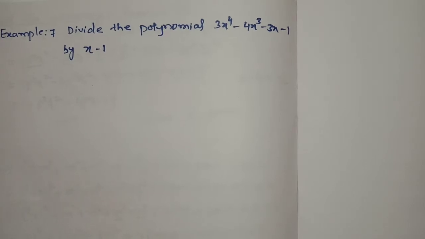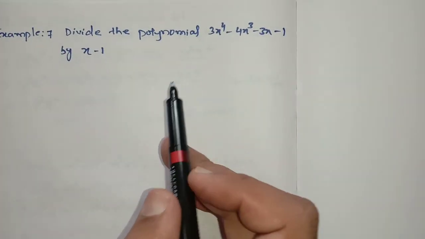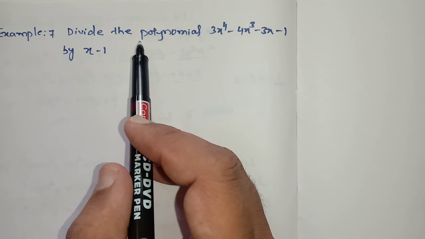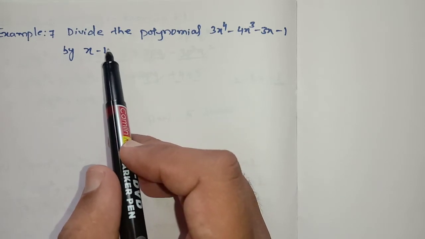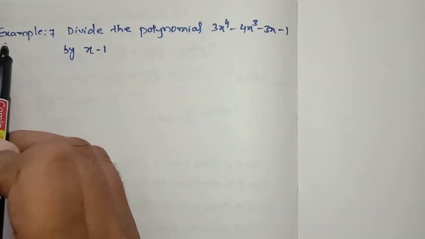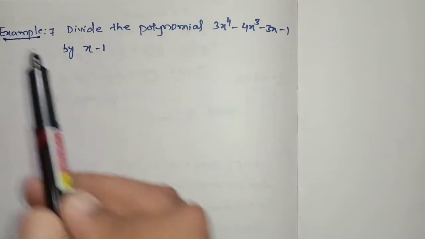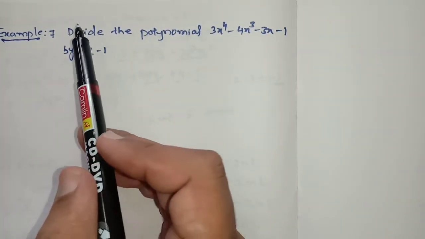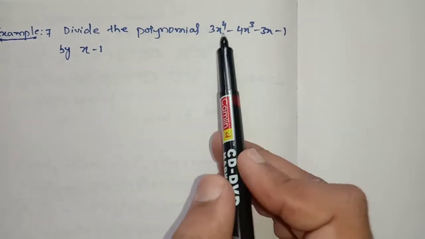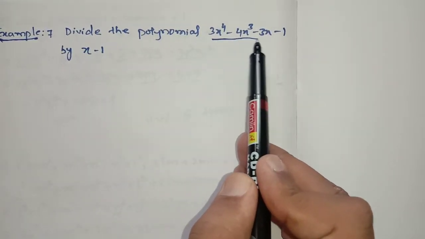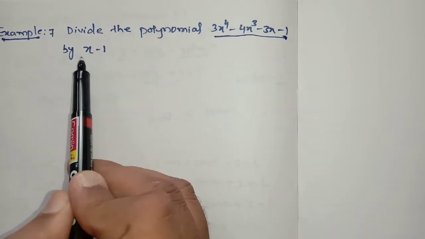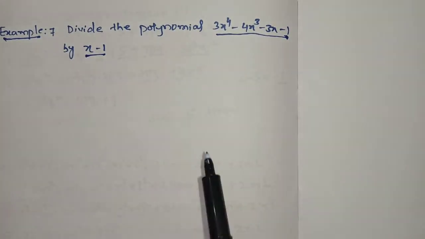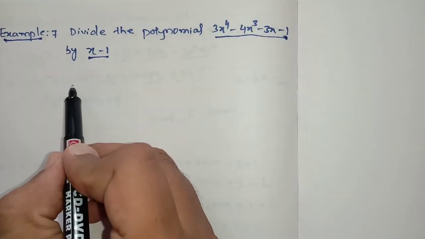Students, in my last class I explained how to divide two expressions. In this class I am explaining example number 7, and example number 7 is the same as the last example. Divide the polynomial. One expression is given, and we have to divide this expression by this expression. Let's divide it.